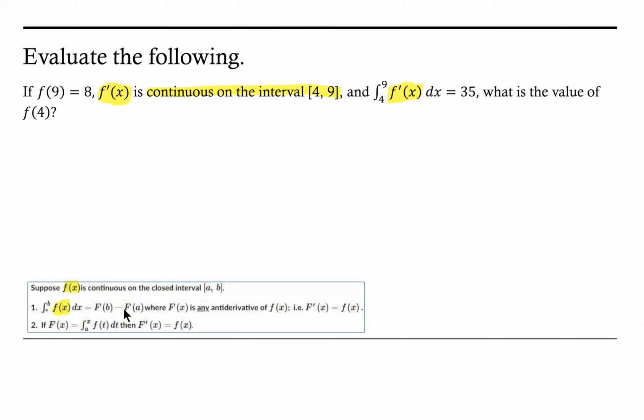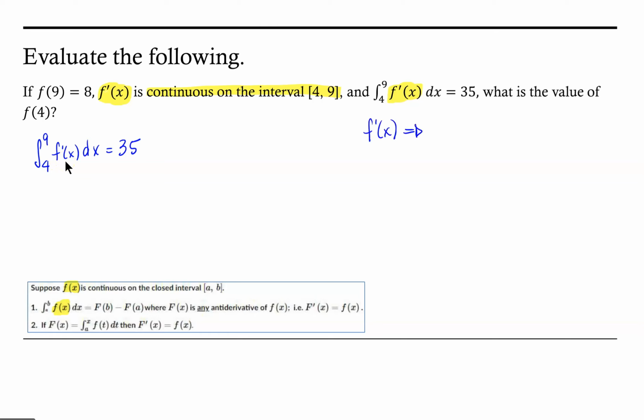Okay, so let's see how this plays out. So we know that our integrand satisfies the conditions for the fundamental theorem of calculus. So with that said, the integral from 4 to 9 of f prime of x dx we know is equal to 35.